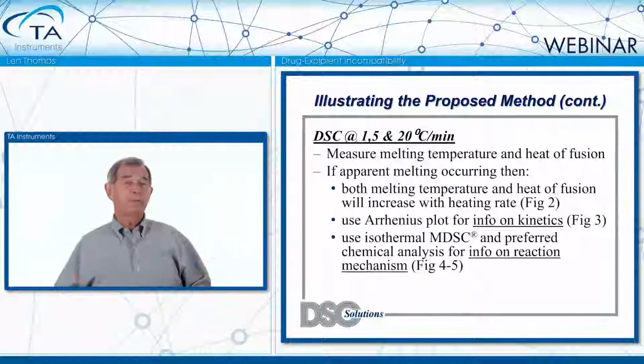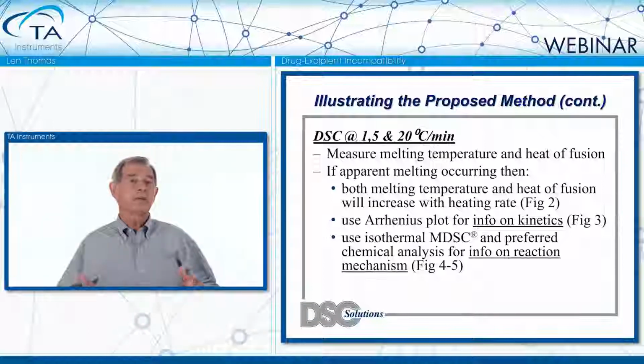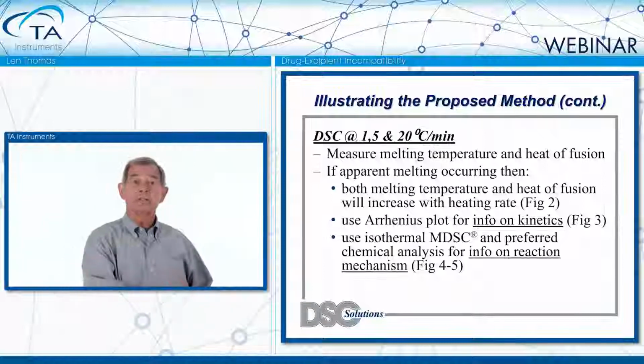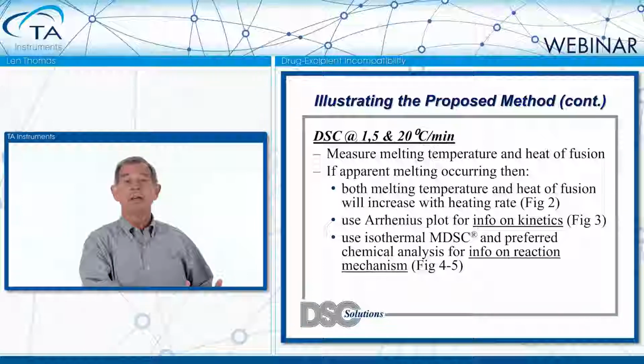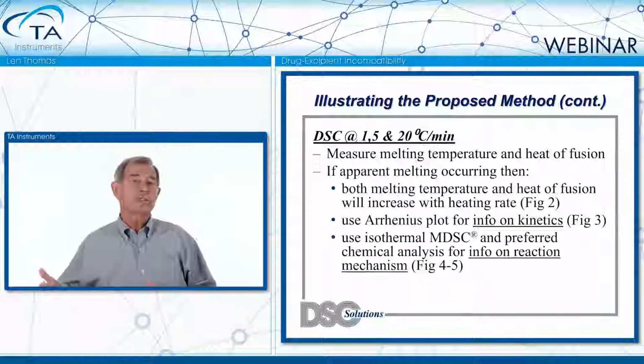Now, if you have apparent melting, you may be interested in knowing something about the rate of that process, how it extrapolates to lower temperature and longer times. And so the very first step would be to take our data, and I'm going to illustrate this, and do an Arrhenius plot.